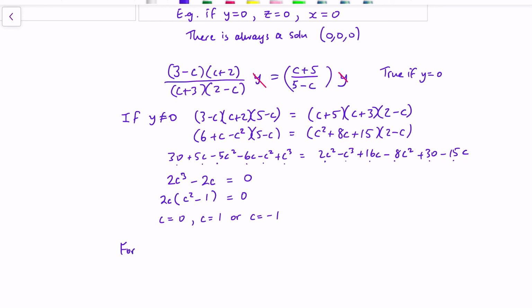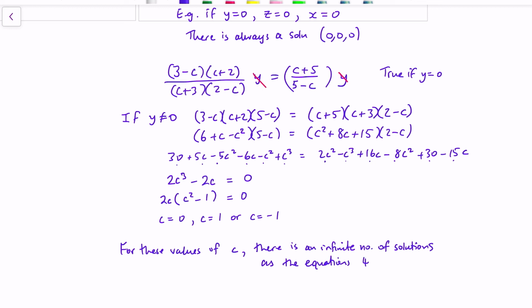For these values of c, there is an infinite number of solutions. As the equations 4 and 5 are consistent. We made them equal to one another, so that means that they both tell us the same thing, which means we don't have that third piece of information we need.